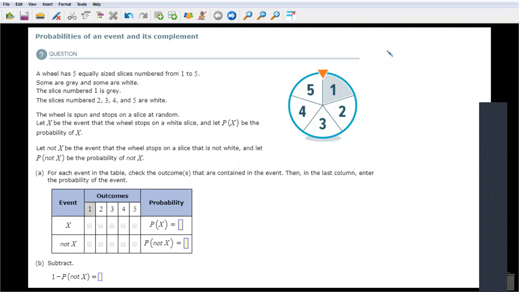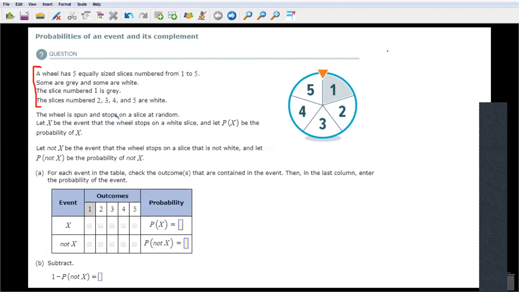So if you take a look, it says a wheel has 5 equally sized slices numbered from 1 to 5. Some are gray and some are white. The slice numbered 1 is gray. The slices numbered 2, 3, 4, and 5 are white. So this first paragraph is just basically explaining the wheel that we have over here on the right.